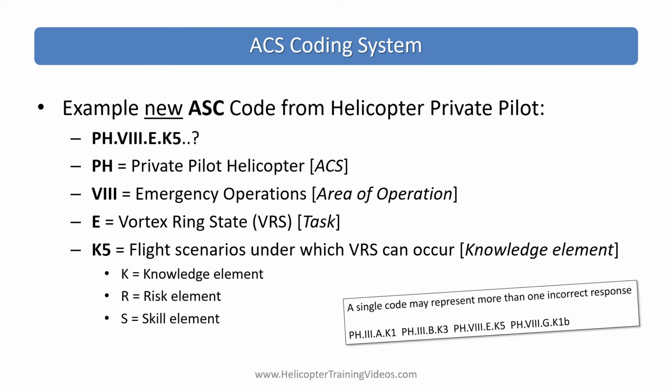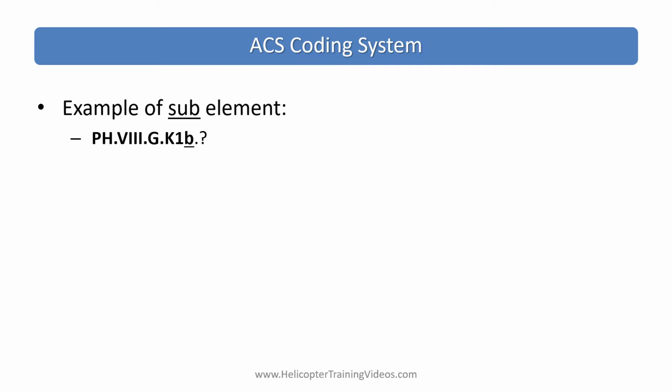And then K5 is a knowledge element, the fifth knowledge element, which is the flight scenarios under which vortex ring state can occur. It could have been an R for a risk element or an S for a skill element. We also have sub-elements. So some of these elements are broken down into sub-elements. They carry the same weight in terms of having to complete one element. A sub-element will count as a full element.